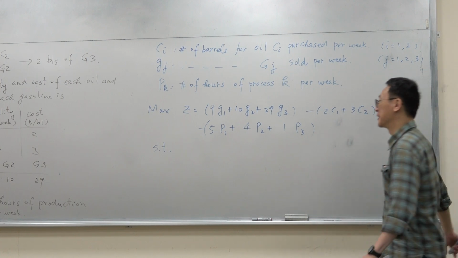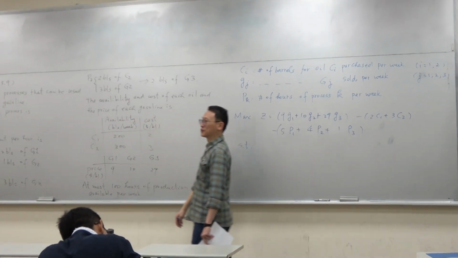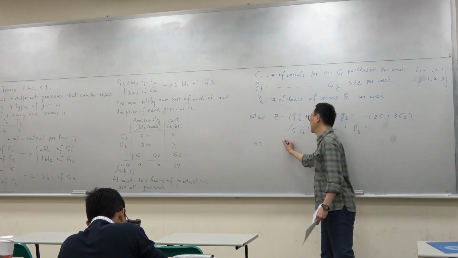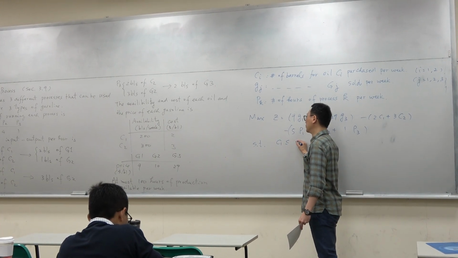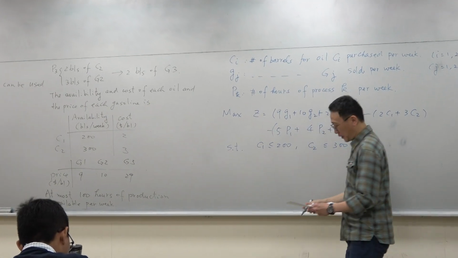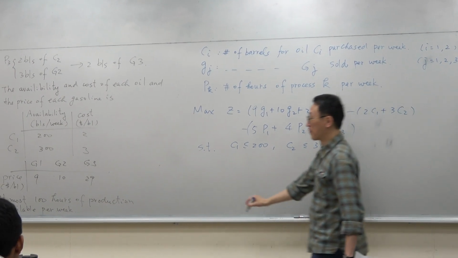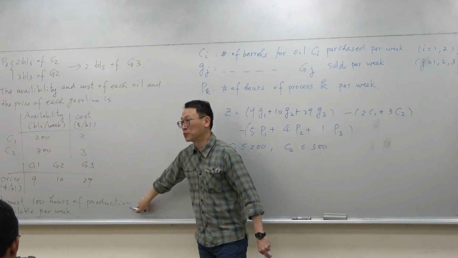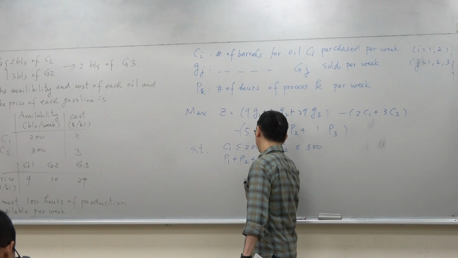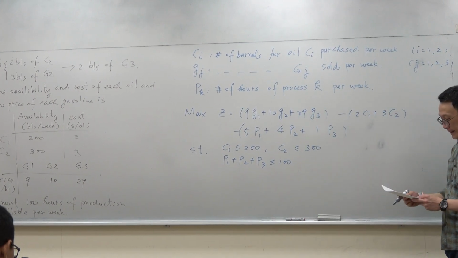Let's start from the easiest part. Then we come back to this mixture. C1 is less than or equal to 200. So C2 is less than or equal to 300. Any others? How about this one? P1 plus P2 plus P3 is less than or equal to 1. Okay?